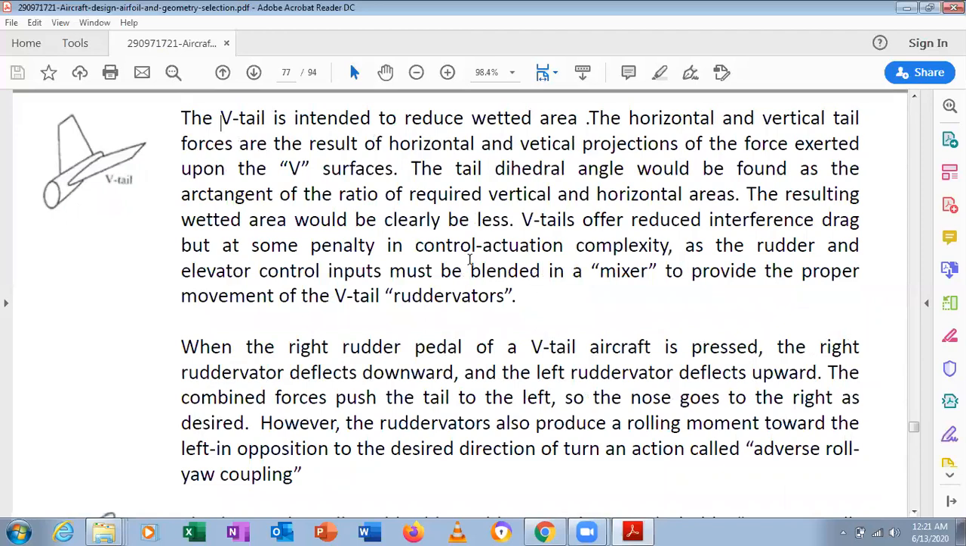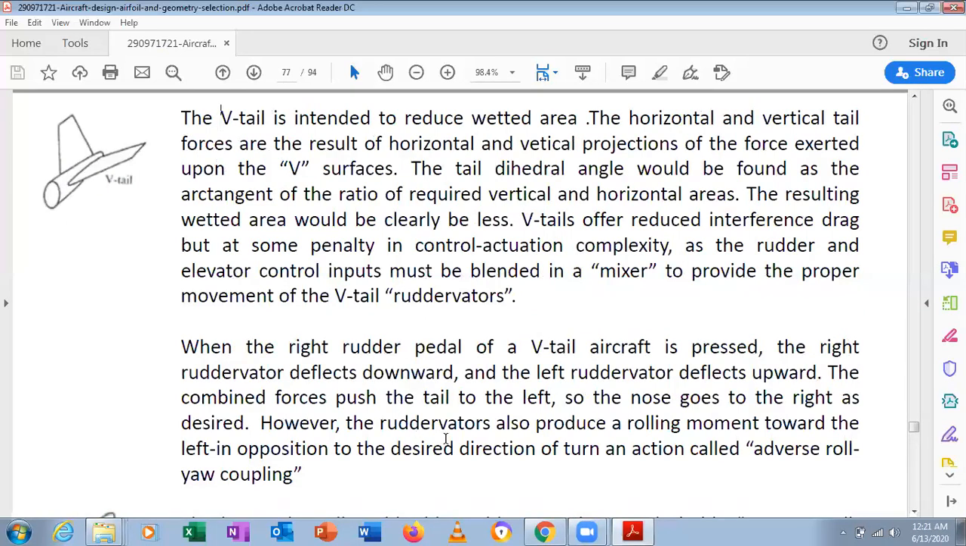You can see here the V tails reduce interference drag, but at the penalty of control actuation complexity, as the rudder and elevator control inputs must be blended in a mixture. So that is called, and provides the proper movement. It is a V tail. They are called ruddervators. Rudder plus elevators together are called ruddervators.